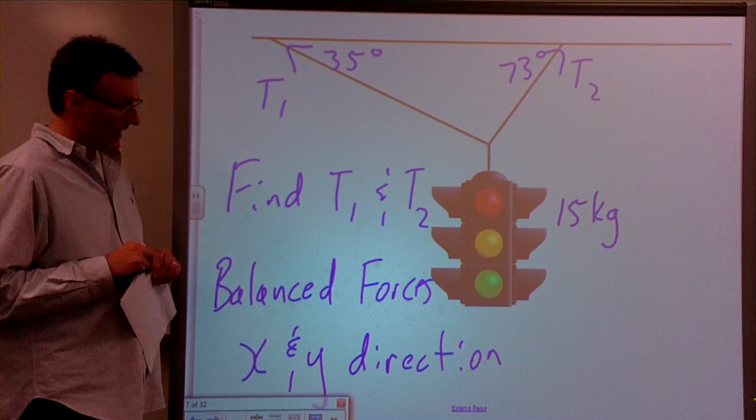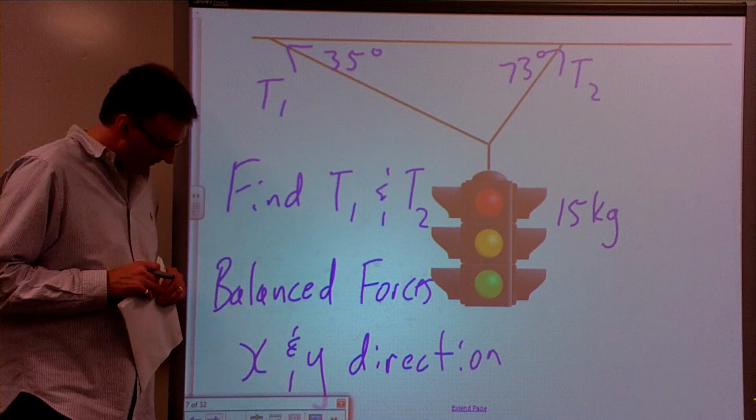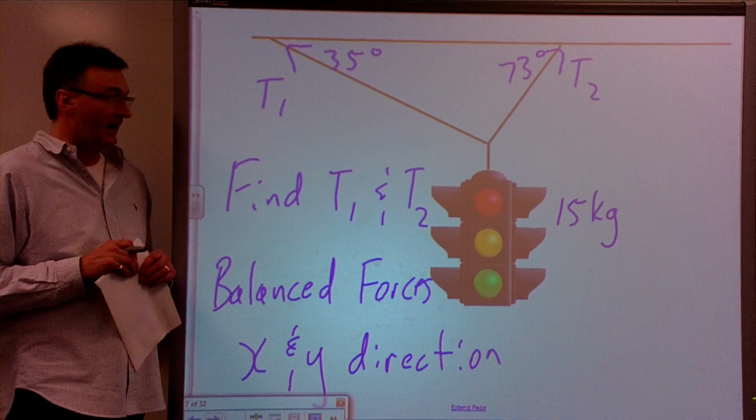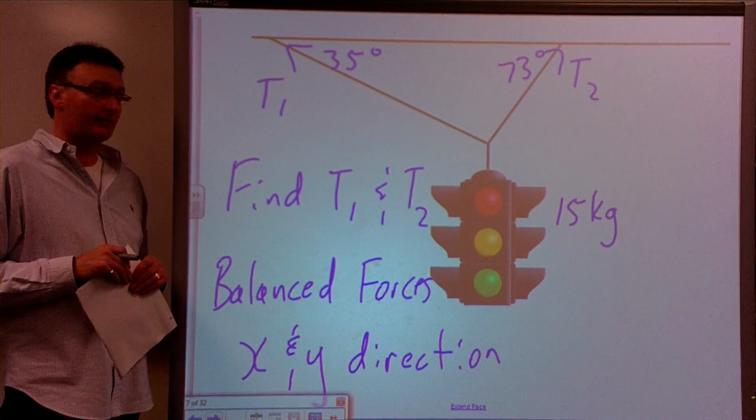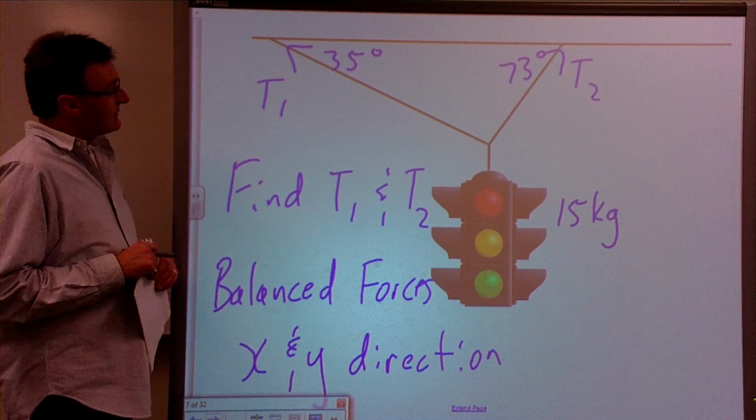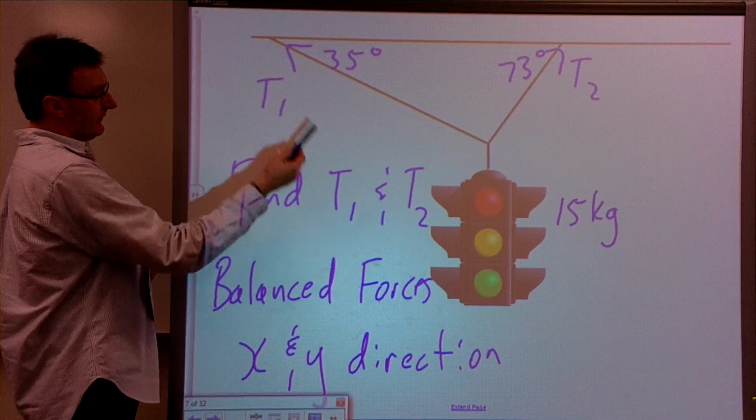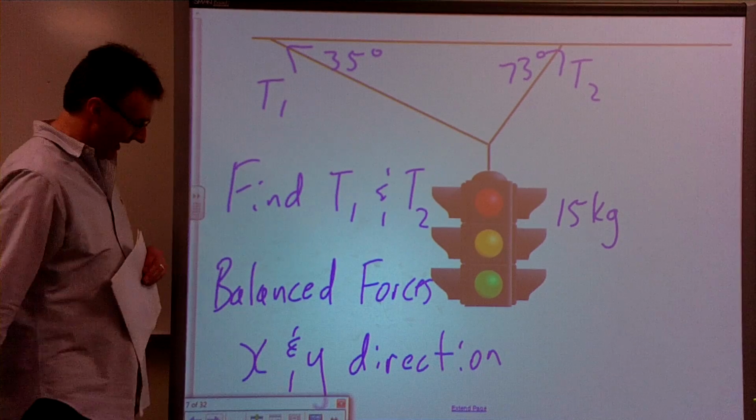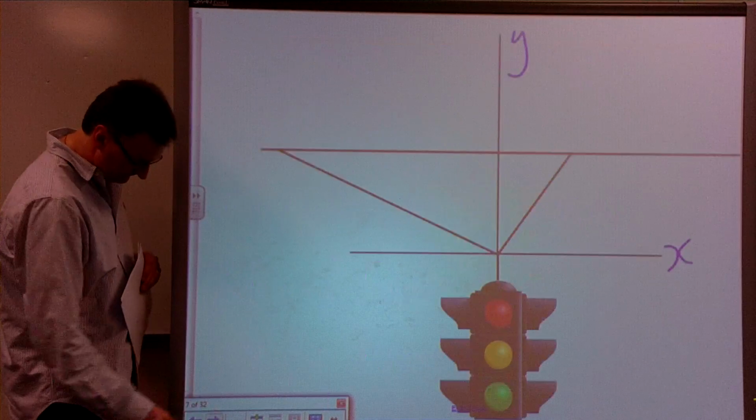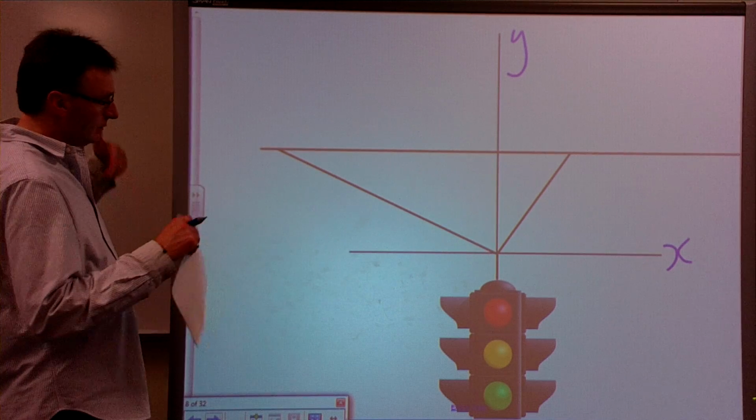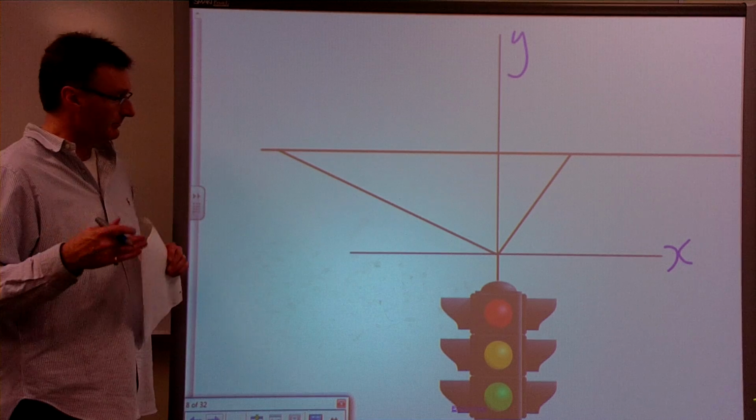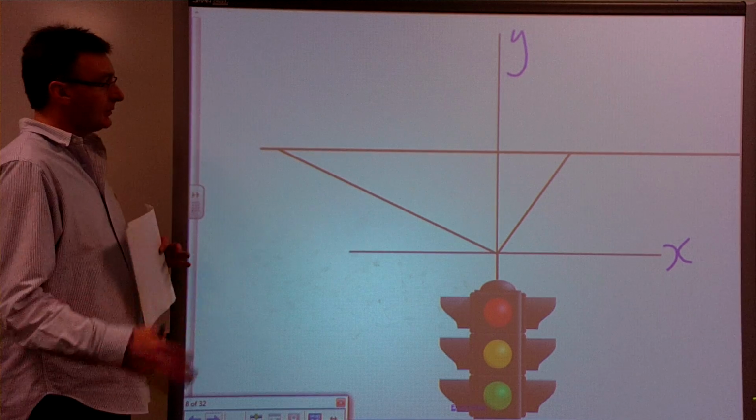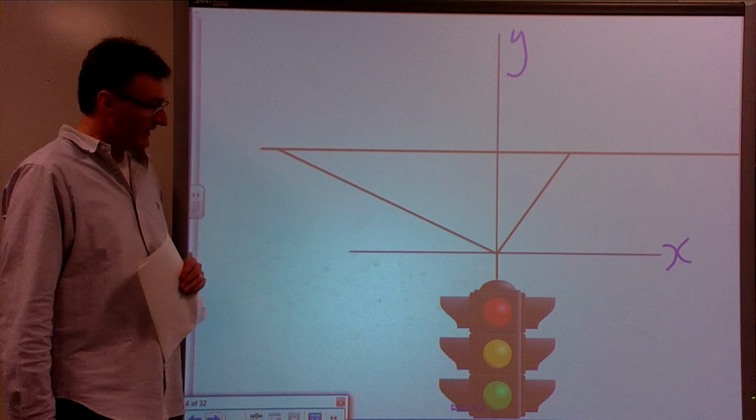And so the way we're going to do that is we'll use balanced forces both in the x and in the y direction, and that will be the way in which we will solve this kind of problem. So we're looking for the magnitudes then of the forces of T1 and T2. So we'll rework our diagram so that it's a little bit more manageable, and then we can write out our equations a little bit more easily that way.